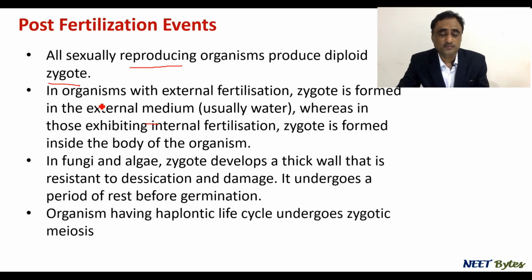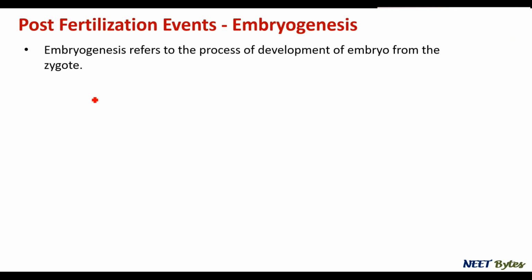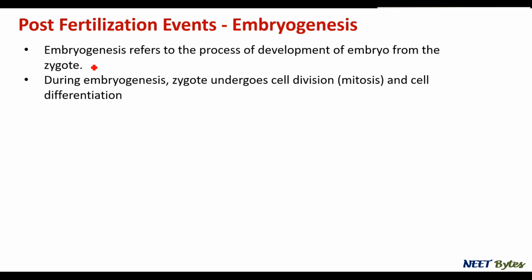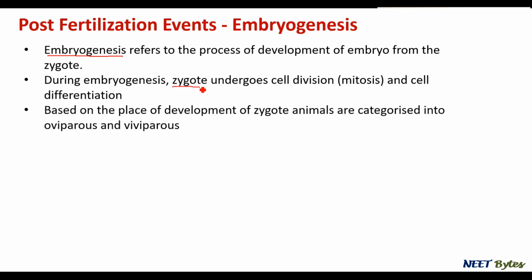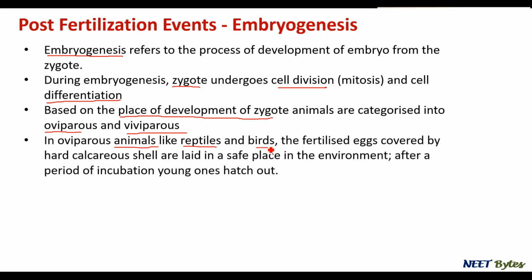Now, if you talk about higher animals, what happens? The zygote undergoes development into an embryo, okay, and in the process the zygote undergoes cell division as well as cell differentiation. Now you see, based on the development of the zygote, animals are categorized into two categories, called oviparous and viviparous. In oviparous animals like reptiles and birds, the fertilized eggs are covered by hard calcareous shells, and they are laid in a safe place in the environment, and after a period of incubation, the young ones hatch out.